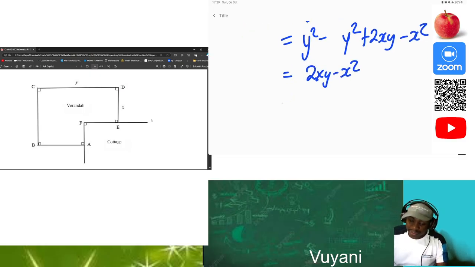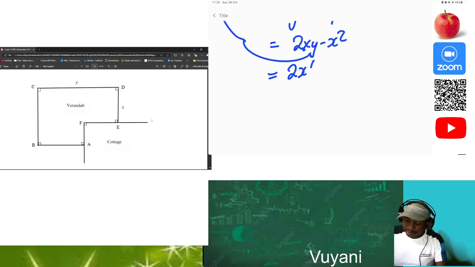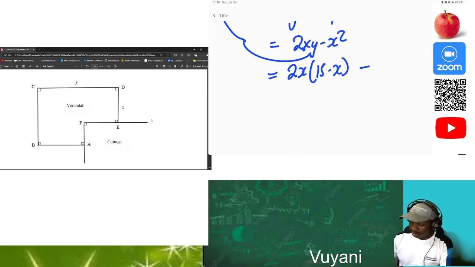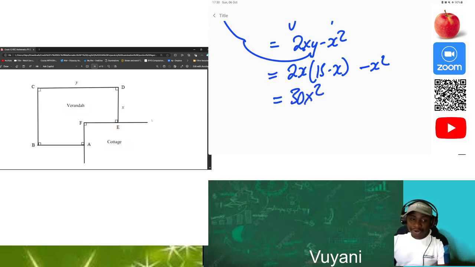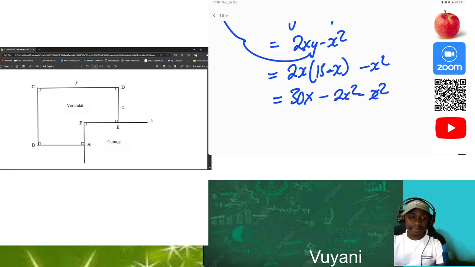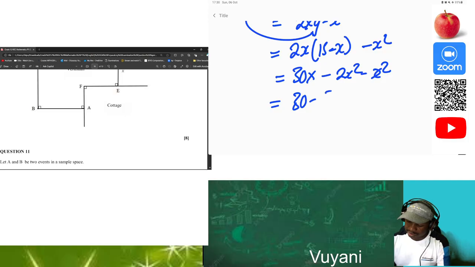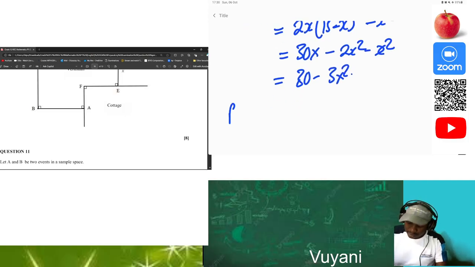Then that will be the same as 2X in the position of Y. We've already calculated Y above, and Y was 15 minus X, so that will be 2X times 15 minus X, minus X squared. Then removing the brackets, that will be 30X minus 2X squared minus X squared. Then we end up having 3X squared, so that will be 30X minus 3X squared. And of course we know that for maximum, this is our A of X.